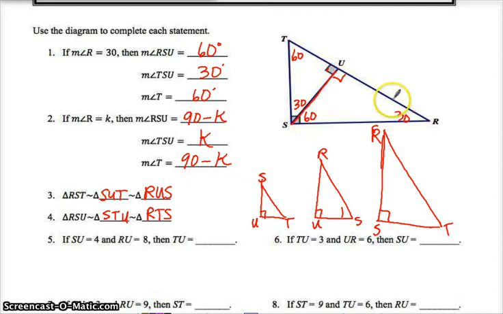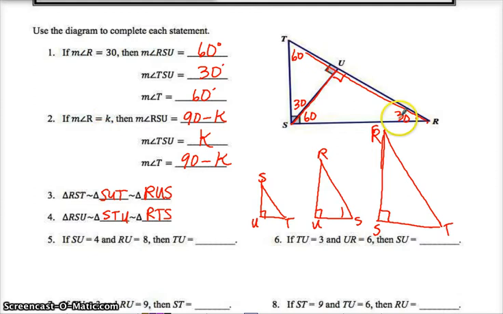So once you lay it out, then maybe it's really easy to answer these questions. Or doing the triangle sum theorem, you should have been able to answer these questions really easily. So if angle R is 30 degrees, what is the measure of RSU? Well, because of the triangle sum theorem, this would be 60 degrees. What would the measure of TSU be? Well, if this is 30 degrees, then angle T has to be 60 degrees because of the triangle sum theorem right here. So therefore, this has to be 30 degrees because now this small triangle has to add up to 180.